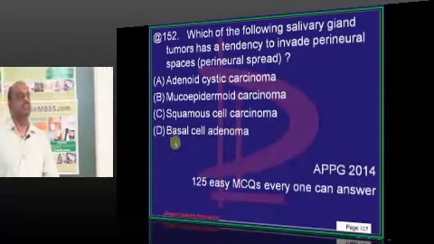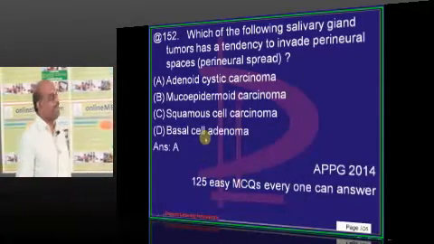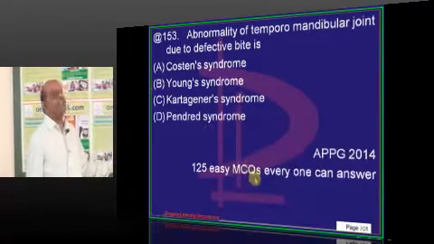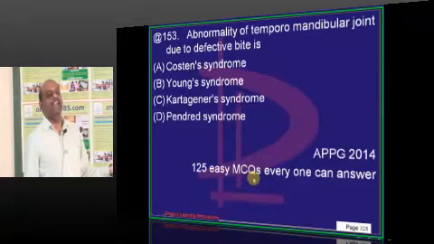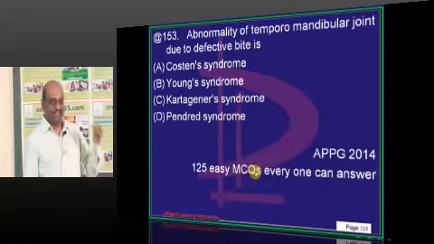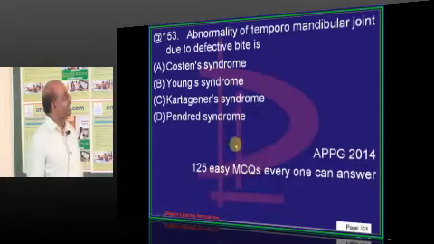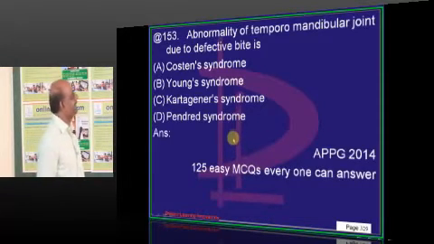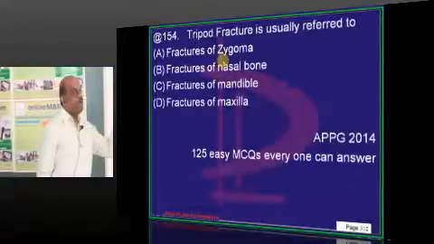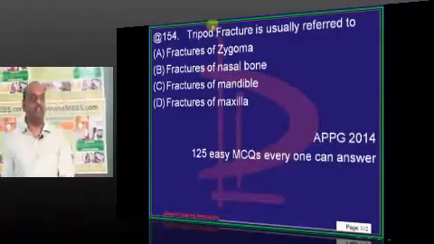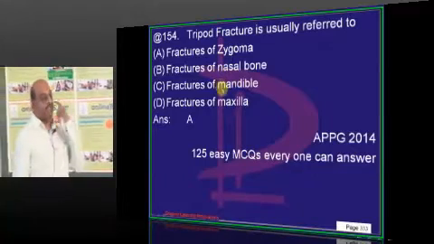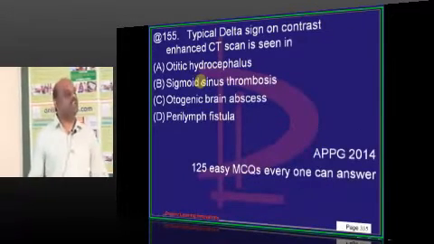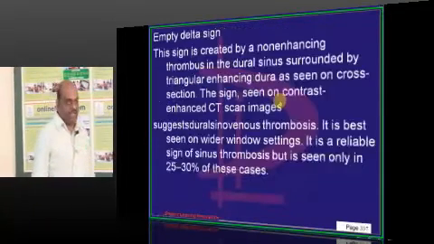Perineural spread, since times immemorial we know the answer that it is adenoid cystic carcinoma, because all the remaining are completely irrelevant options. Unknown is better than known unknown. So then tripod fracture, we had it in our mock test a lot of times. It is the zygomatic fracture. Zygomatic fracture. Delta sign also, in the most recent mock test we had a review on this. That would be sigmoid sinus thrombosis.